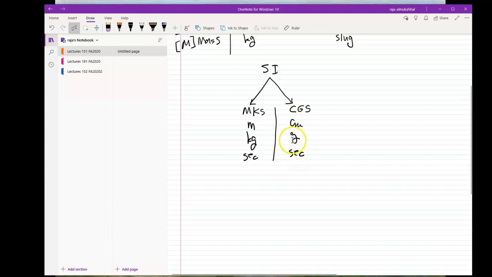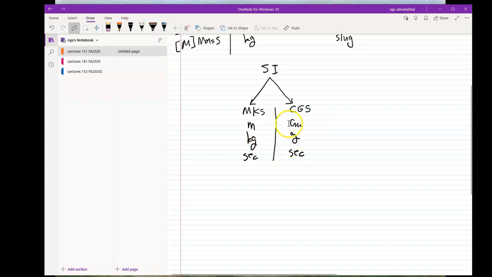But the issue is never ever mix the two together. In other words, never say something with a length of so-and-so centimeters and the mass of it is in kilogram. You can't do that. If you're going to use centimeter, the mass must be in gram. If you're going to use meter, the mass must be in kilogram. If you're going to use gram, the length must be in centimeter and so on. So never mix the two columns together.